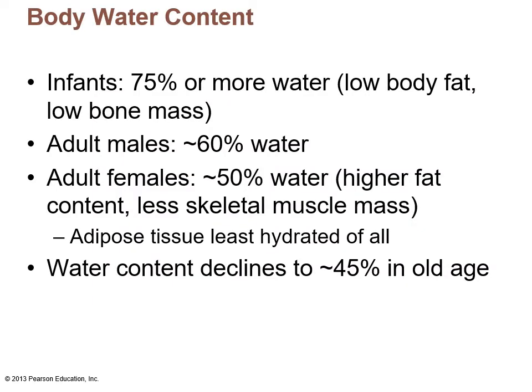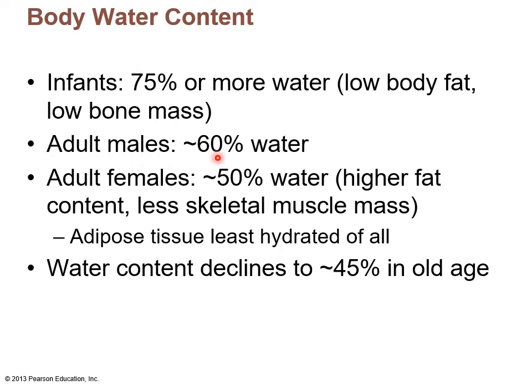So water content. Now, the average person has about 40 liters of water in the body. And where this water is found is critical, and we'll talk about that as we go on. But infants, babies have the most water. They're about 75% or more water. They have low body fat and low bone mass, so they have the highest water content.